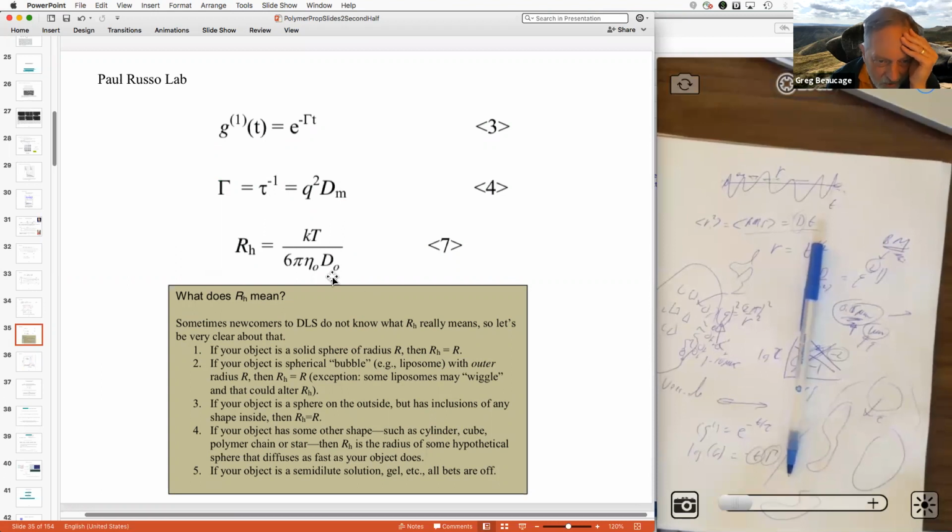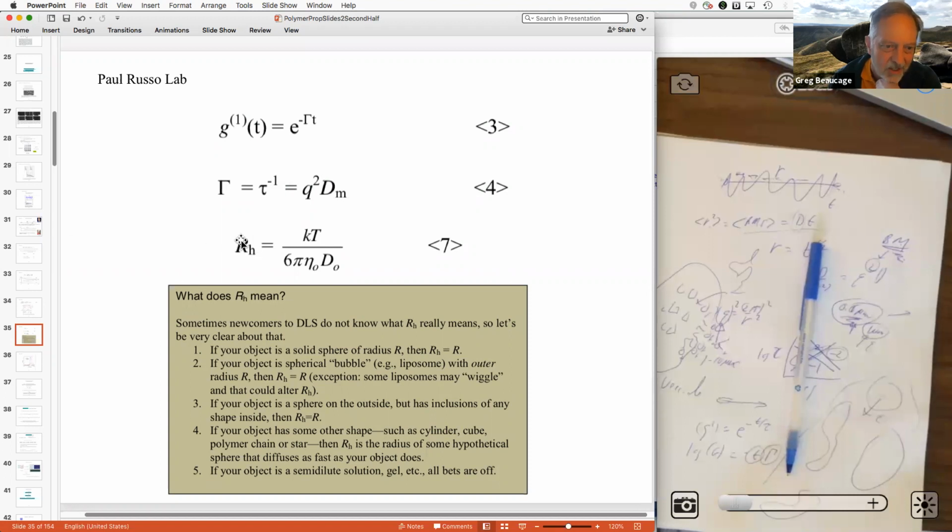I was looking at this and trying to find it, because 6 pi viscosity times RH is Stokes' law. Then that equals the diffusion coefficient. We swapped out RH and D. Sorry about that. Anyway, the size scale you can measure in terms of time is on a millisecond scale resolution or less, depending on how fast your correlator is.